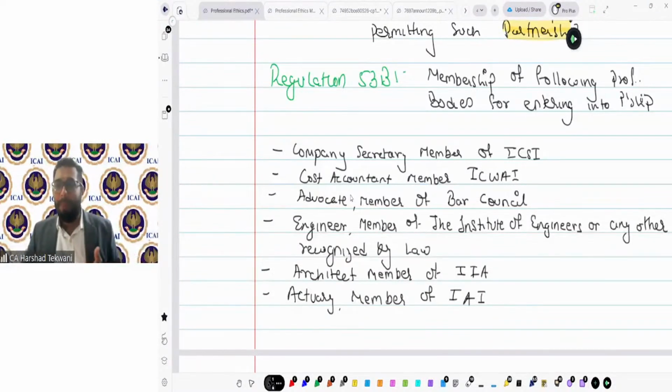So if there is a member who is resident in any other country, but he is entitled to get registered as a member, then perfectly fine, there is no issue in that. So that will also be covered. So we are talking about a member, a person who is entitled to be registered as a member or he is a member, those will be covered over here.